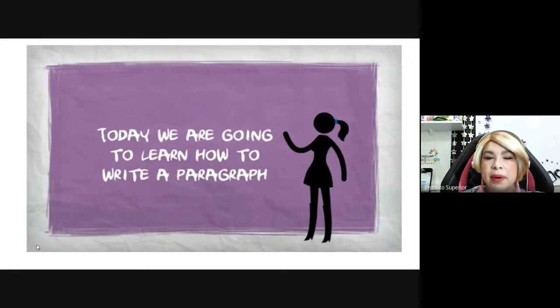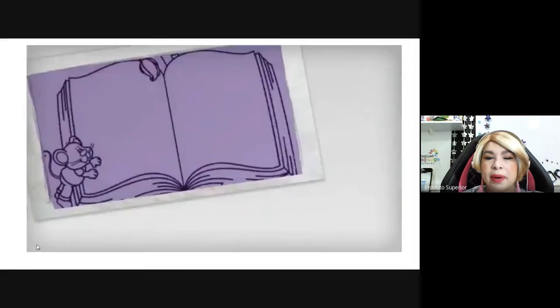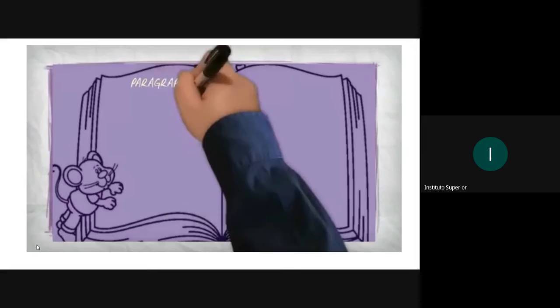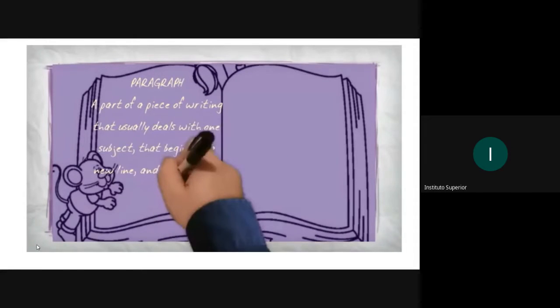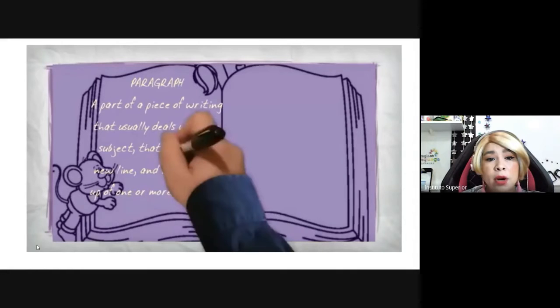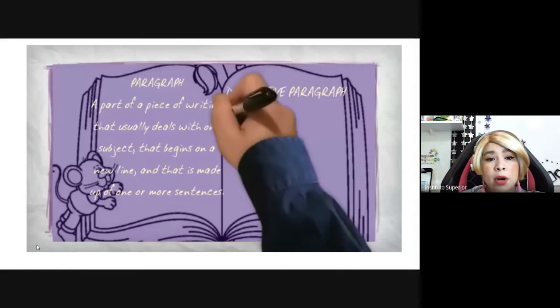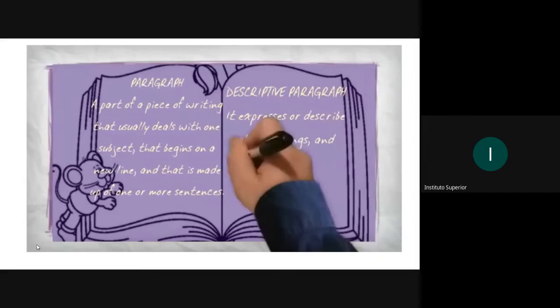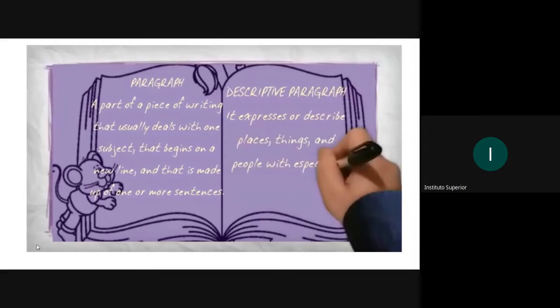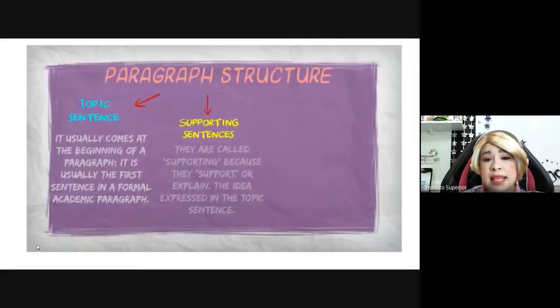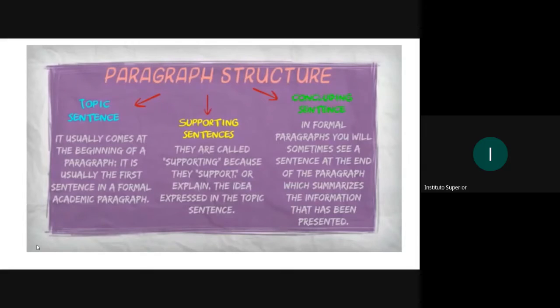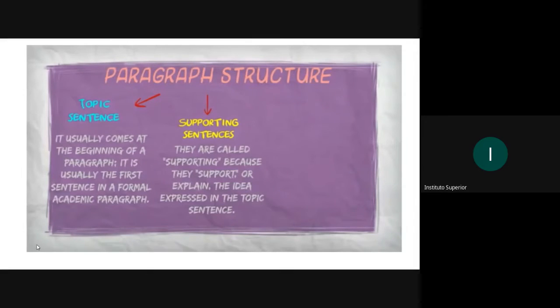Hello, dear friends. Today we are going to learn how to write a paragraph. A paragraph is a piece of writing that usually deals with one subject, begins on a new line and is made up of several sentences. A descriptive paragraph describes places, things, people with specific details. What is the paragraph structure? Remember the topic sentence, the supporting details, and the concluding sentence.